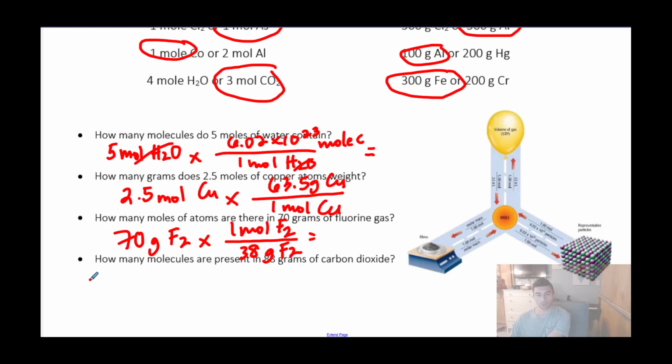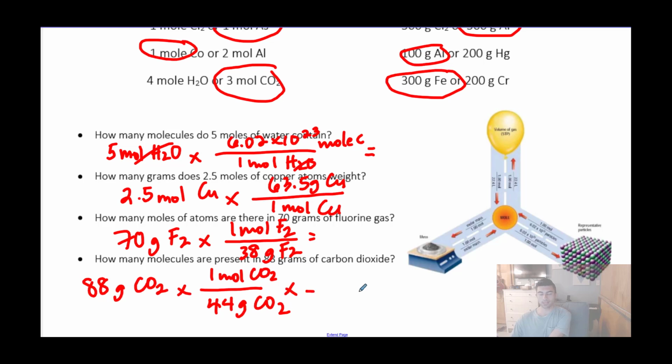And then how many molecules are present in, can't see what that says, but I think it's 88 grams of carbon dioxide. So this one we have to use the molar mass first and convert from grams of carbon dioxide to moles of carbon dioxide, and then use Avogadro's number as a second conversion factor to convert from moles to molecules. And that's how we would do this.